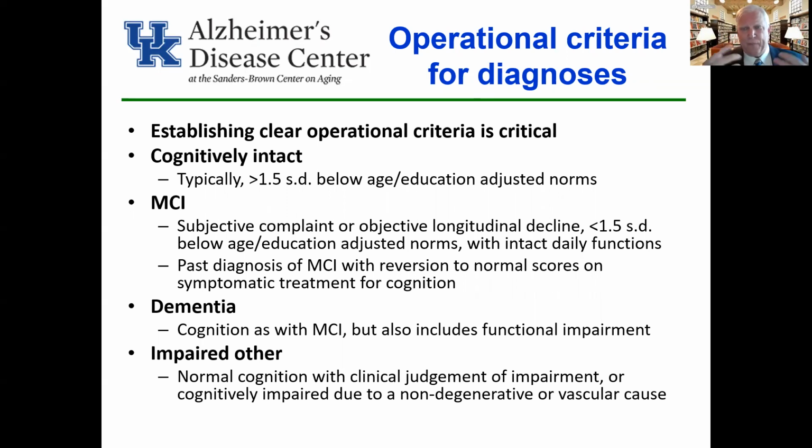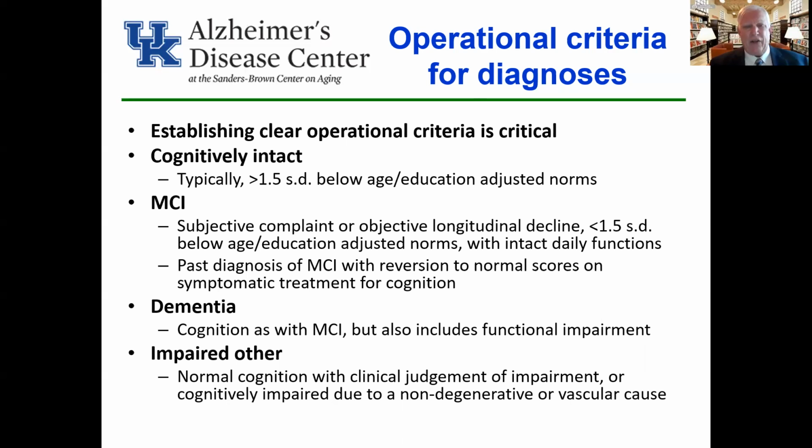A diagnosis of mild cognitive impairment requires either a subject complaint that this is a change from their past level of performance, or, if we have seen them longitudinally over time, evidence for decline, 1.5 standard deviations as a general rule, that can be bent at the discretion of the neuropsychologist, and of course, intact daily functions.